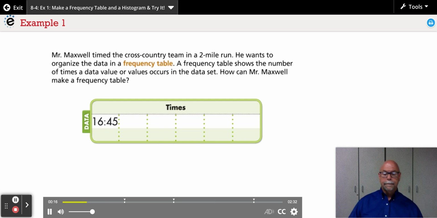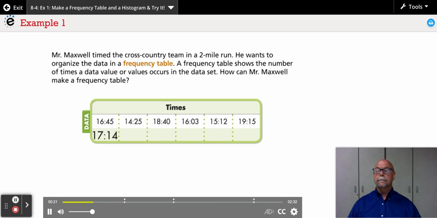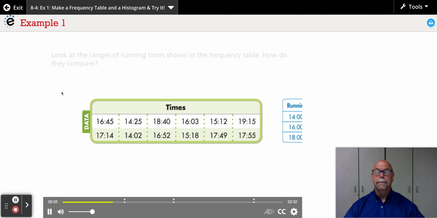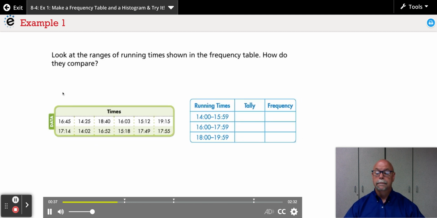Mr. Maxwell timed the cross-country team in a 2-mile run. He wants to organize the data in a frequency table. A frequency table shows the number of times a data value or values occurs in the dataset. How can Mr. Maxwell make a frequency table? Look at the ranges of running times shown in the frequency table. How do they compare?